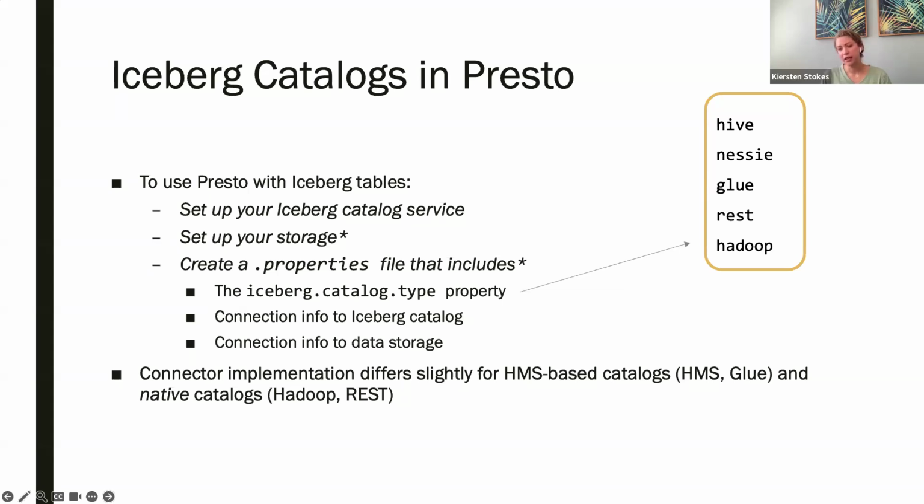And in Presto, the implementation of the Iceberg connector is sort of split into 2 tracks almost. One track is for the Hive Metastore-like catalogs, which is of course the Hive Metastore and Glue, which is an Amazon product. And then the other track is what are referred to as native catalogs. And native catalogs are just those catalogs that were essentially created for Iceberg specifically.